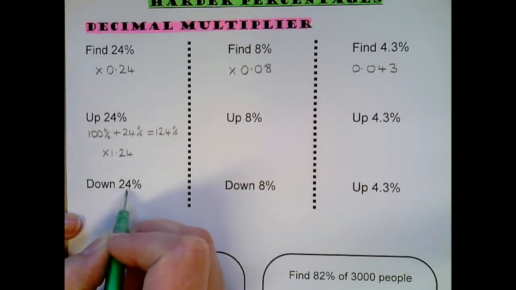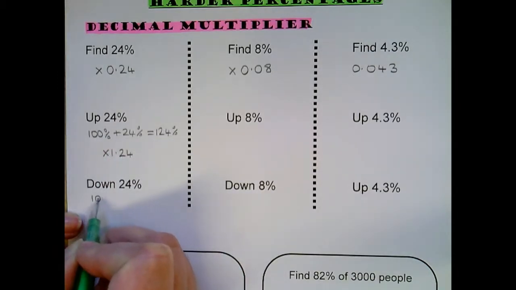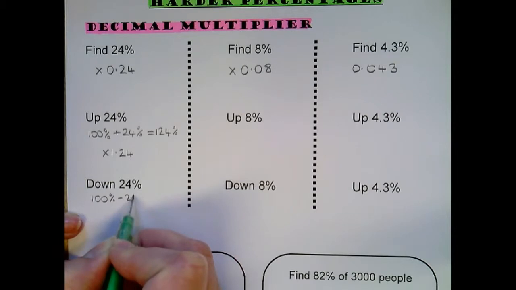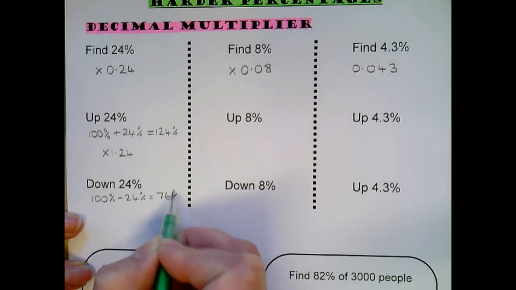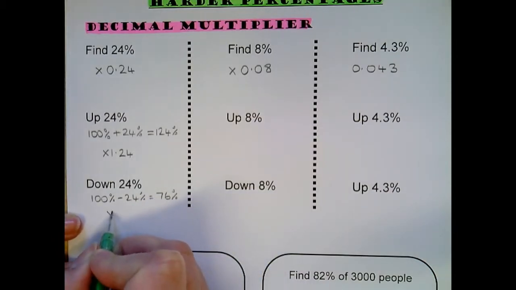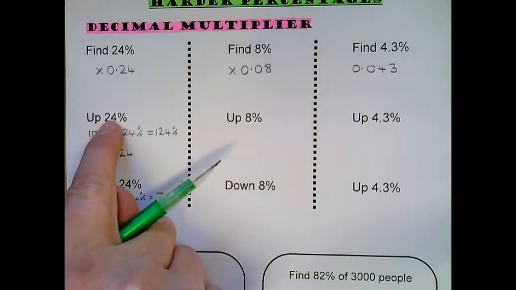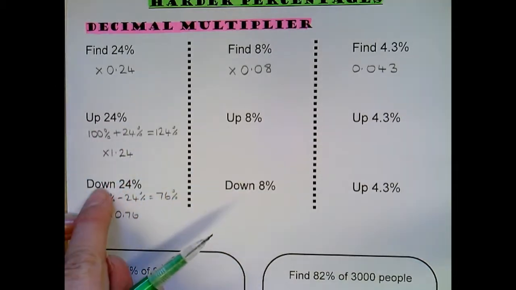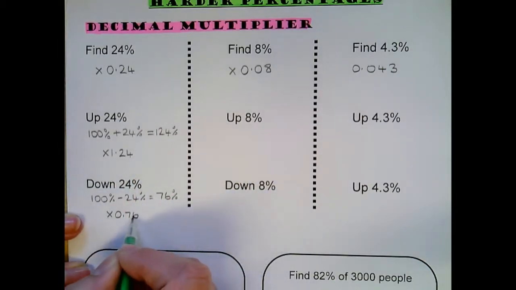Then if you were going down by 24%, instead of 100% plus 24%, it would be 100% take away 24%, which would leave you with 76%. And then 76% as a decimal is 0.76. So if you're going up, add it on to 100. If you're going down, take it off 100 and then actually change it from a percentage into a decimal.